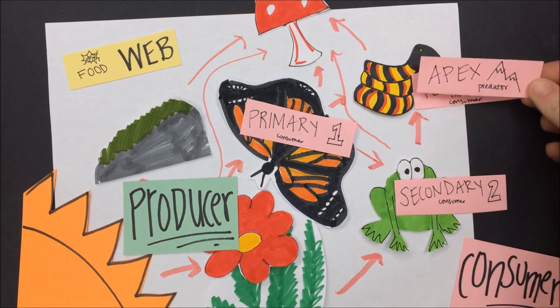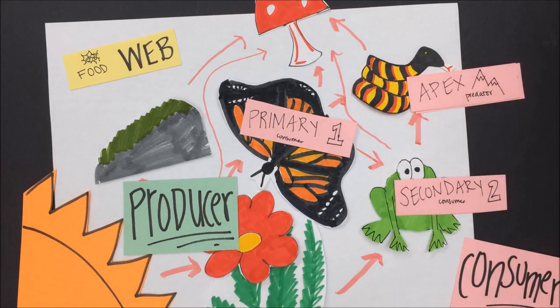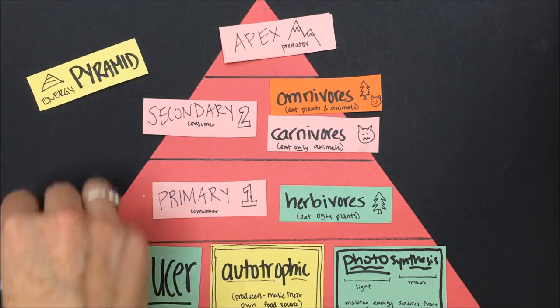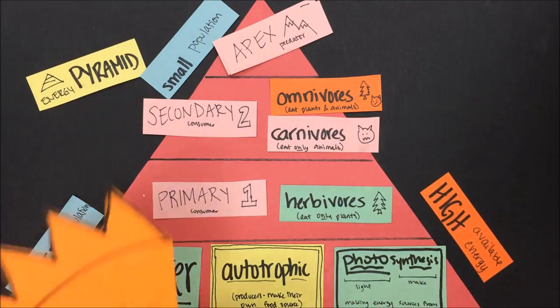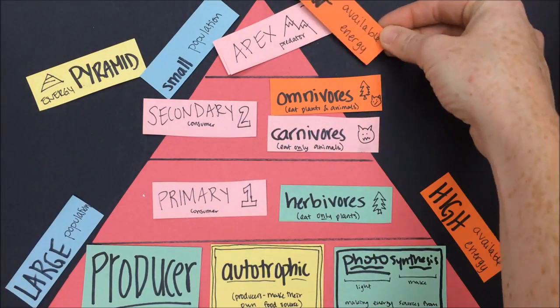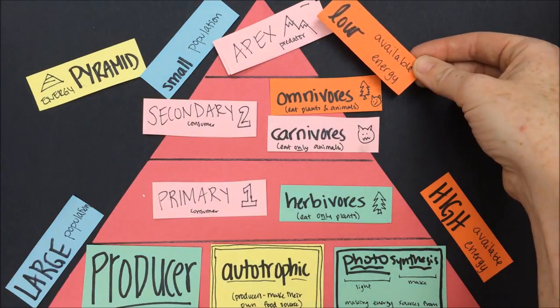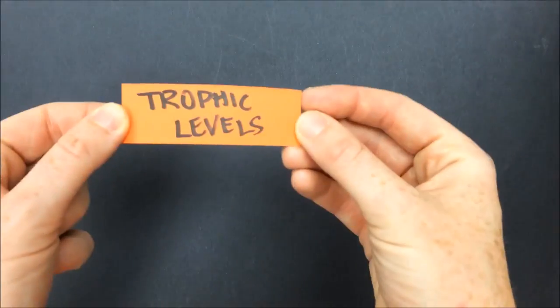You could also say that the snake is the apex predator because it's the top of the food web. As you move from the bottom to the top of the pyramid, you go from having a large population of producers to much smaller populations of predators. And a high amount of available energy, since producers can harness the sun's energy, which is immense, to a low level of available energy, because higher level consumers are dependent on what's beneath them to get their energy. Those are all called trophic levels.